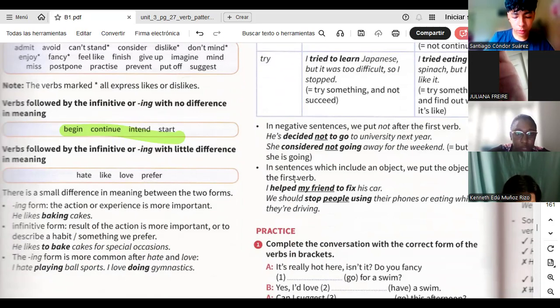Recuerden que hay una acción y el objeto es quien recibe esa acción. Tenemos un sujeto, I, tenemos un verbo, help, y tenemos un objeto. ¿Sobre quién recae la acción de ayudar? My friend. Y acá lo ayudé to fix his car, ¿sí? El objeto es quien recibe la acción, chicos. So, we should stop people using their phones or eating while they are driving. So far, guys, do you have any question? This is a summary of what we already mentioned.